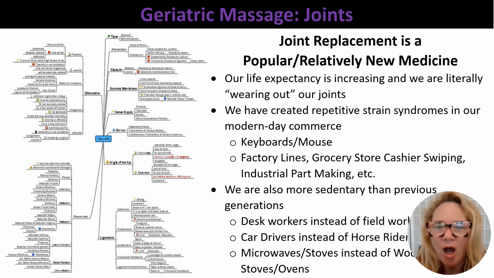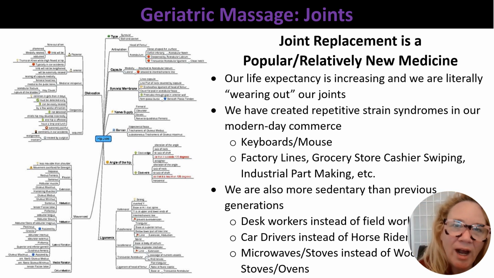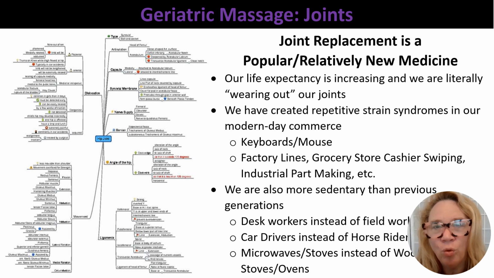Our life expectancy, we're living longer. And as we live longer, our joints are wearing out because sometimes we're more active, sometimes we're more sedentary. We don't move at all. And if we're overactive or we're sedentary and not moving, both of these could have deteriorating effects on our joints. We also have repetitive use injuries that we're not used to and we weren't experiencing 100 years ago.